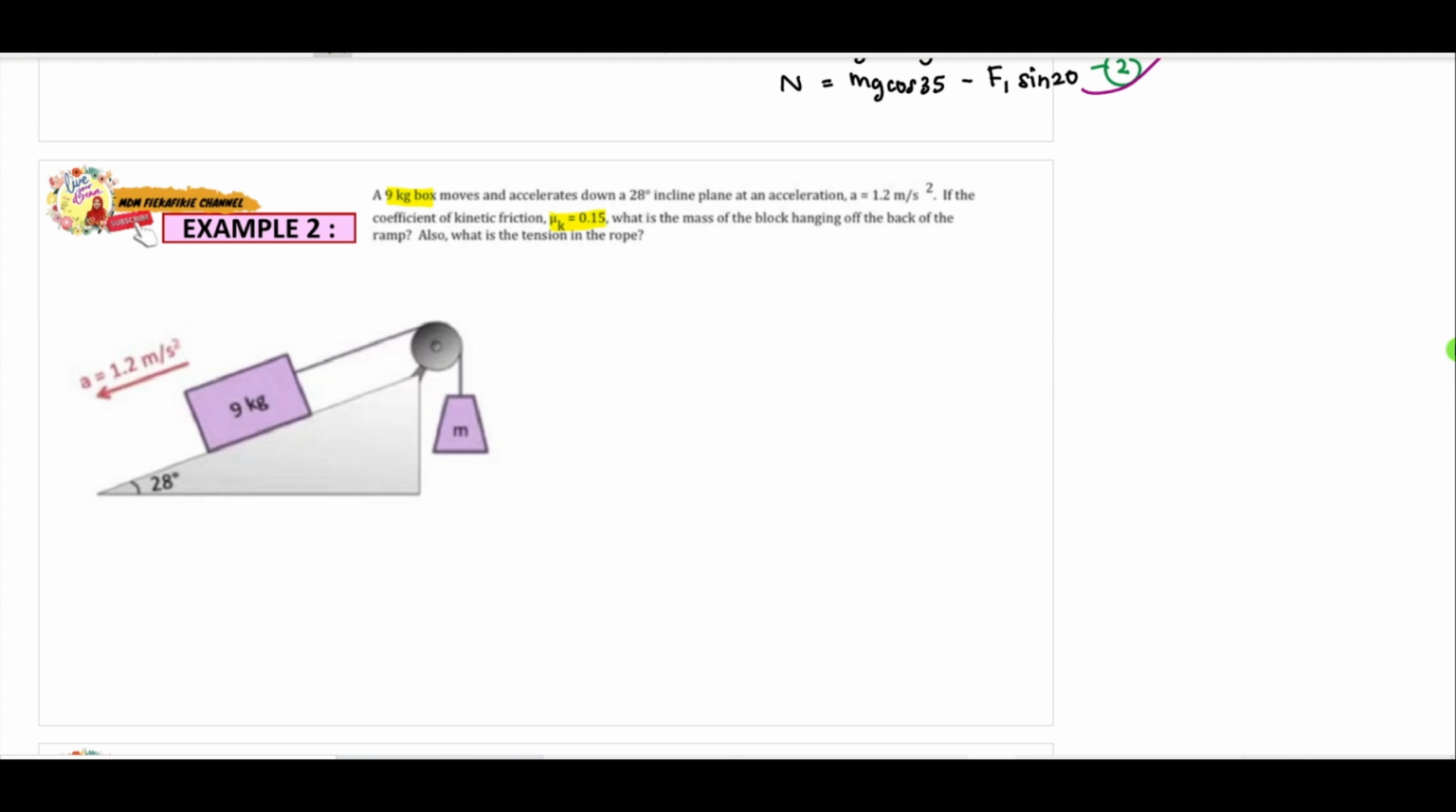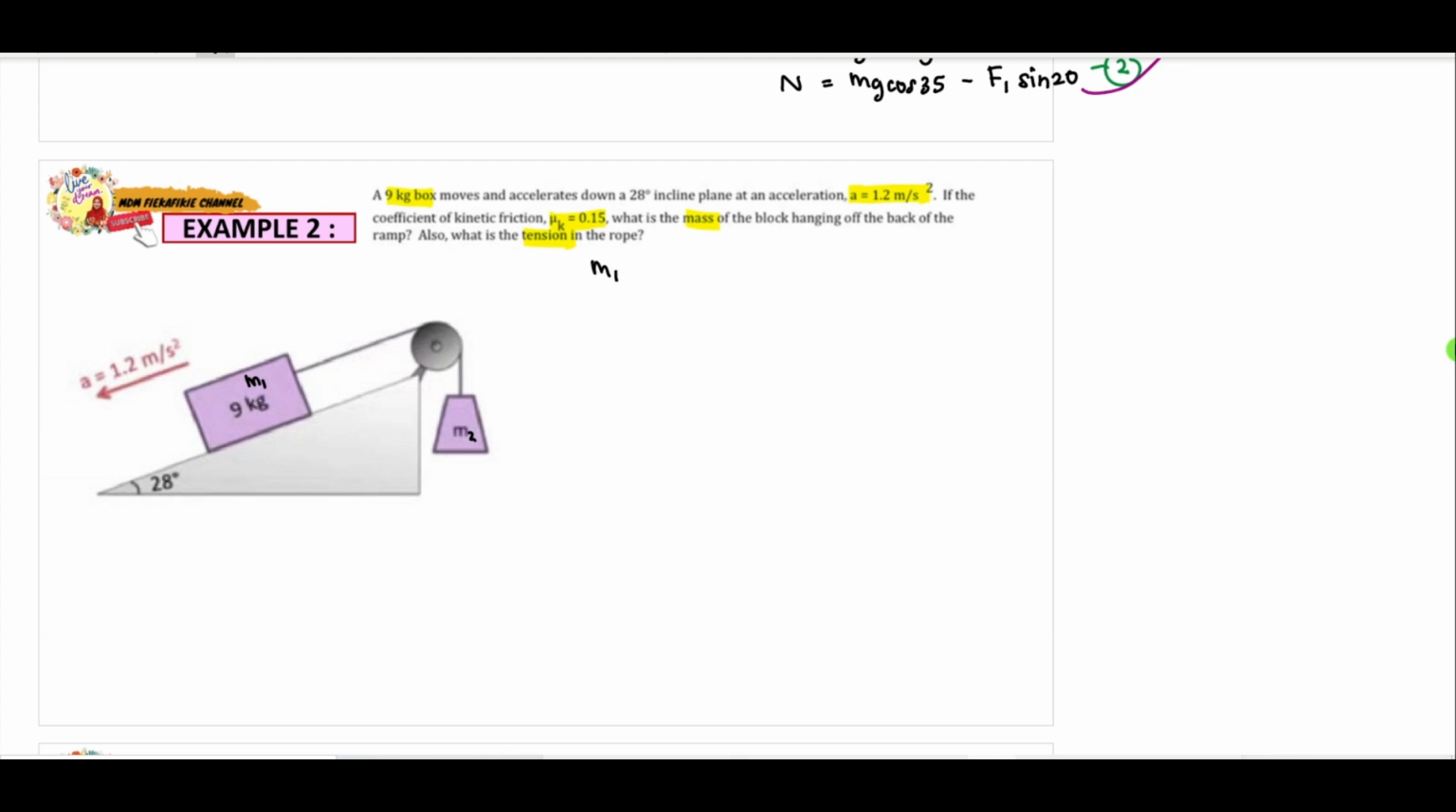Okay? So, what is the mass of the block hanging off the back of the ramp? Also, what is the tension in the rope? So, ada dua benda kita nak cari. The mass of the hanging block and then what is the value of tension T. So, ini yang dia berilah. Okay, yang dia dah bagi tu. Okay, so kita keluarkanlah maklumat. Saya letakkan ini sebagai M1. Okay, and this is M2.